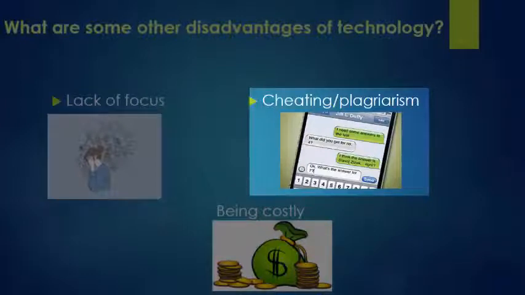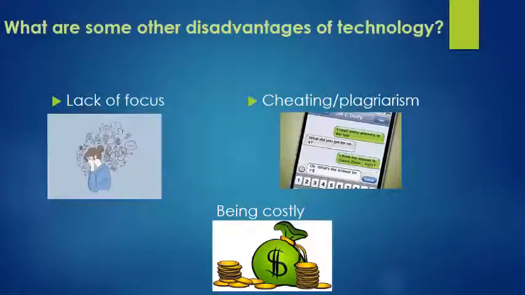Plagiarism is another disadvantage of using technology. It refers to using some other person's ideas and information without acknowledging the specific person as the source. Similar to all other forms of theft, plagiarism also has many disadvantages associated with it. In addition to that, technology could be very costly.